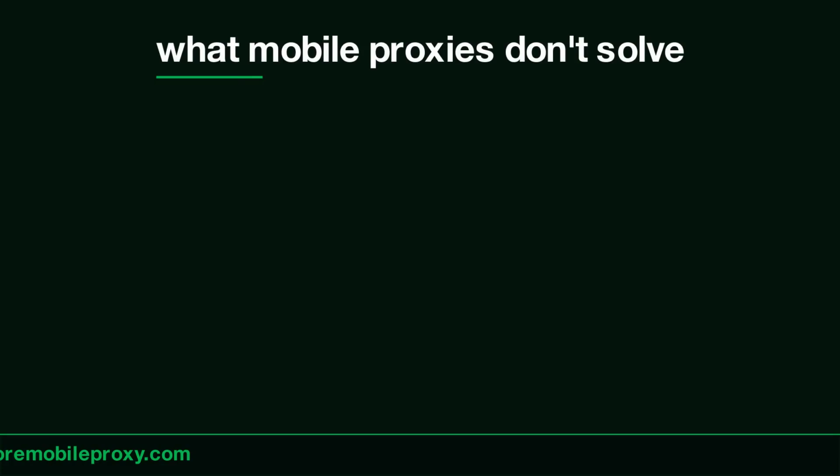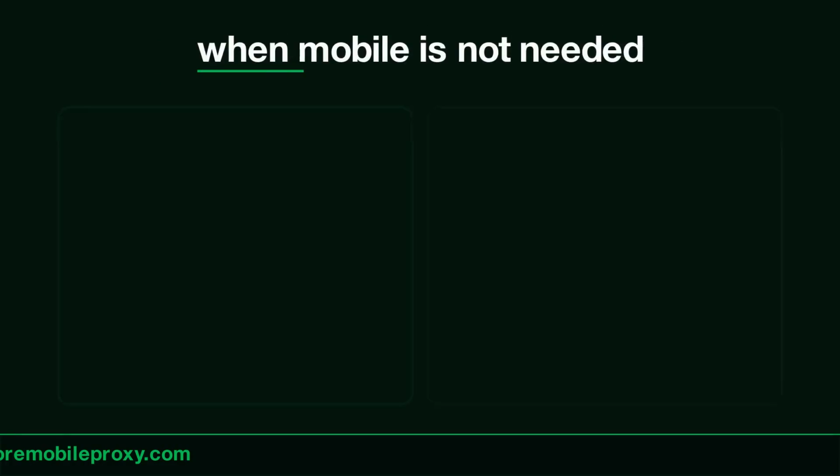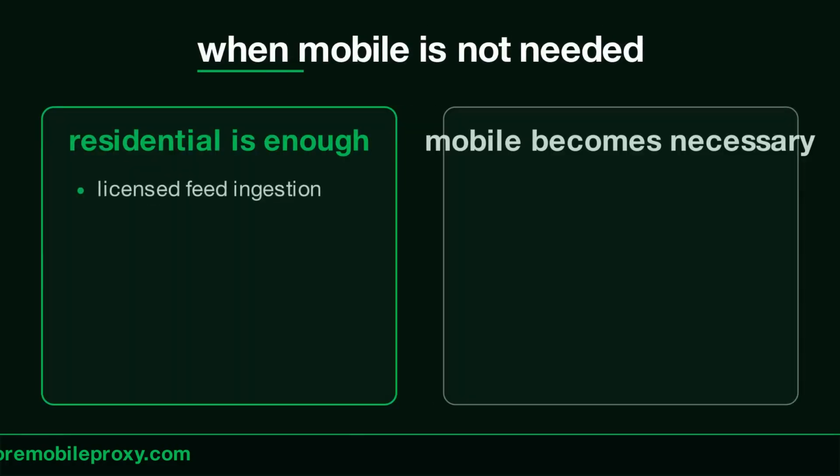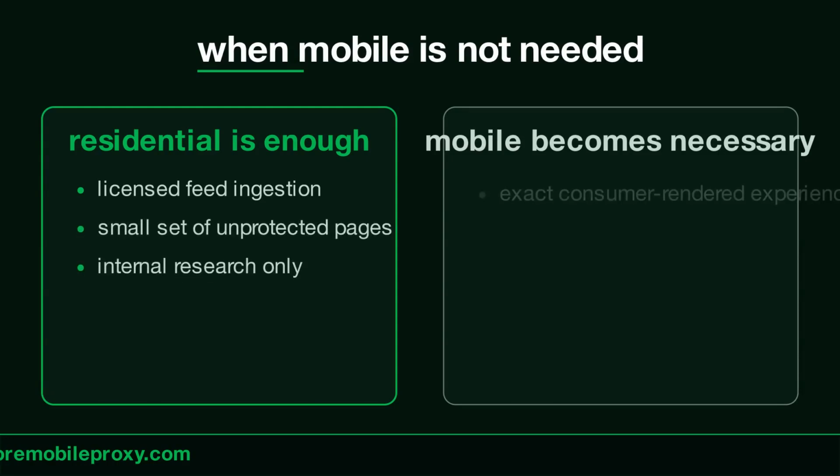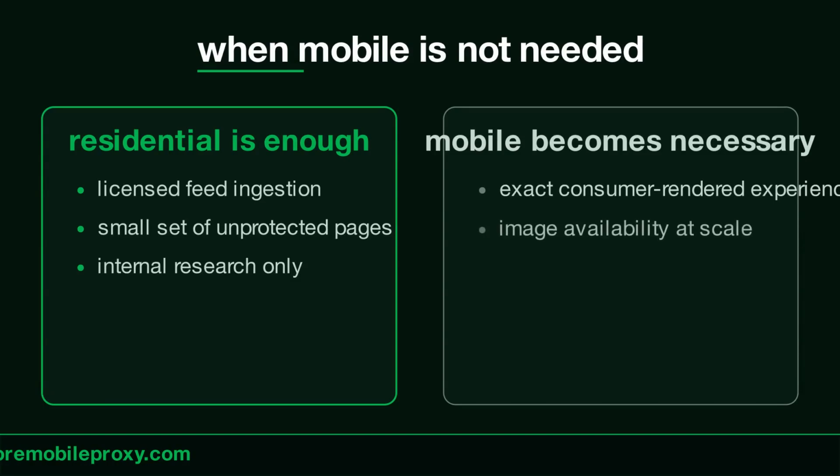But another honest point. Not every property workflow needs mobile proxies. If you're ingesting licensed feeds or scraping a small number of unprotected pages for internal research, a well-run residential stack may be enough. Mobile becomes necessary when you care about the exact consumer-rendered experience, image availability, local segmentation, and long-run scraper survival.